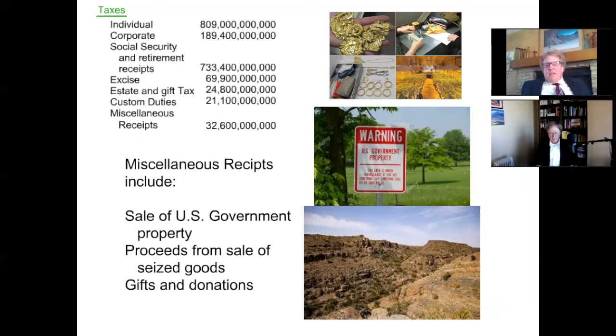When was the last time you wrote the U.S. Treasury a check and said, happy birthday, and gave them a gift? Proceeds from sale of seized goods. I bet you that brings in a bunch of miscellaneous receipts.